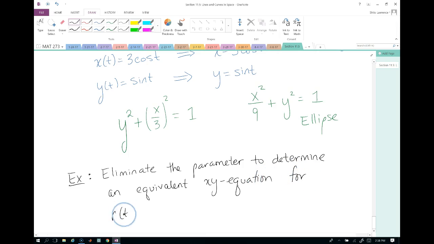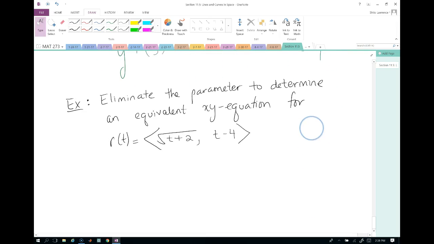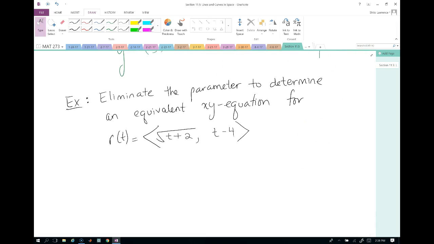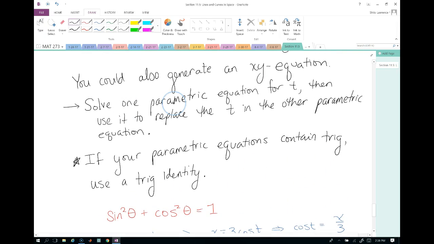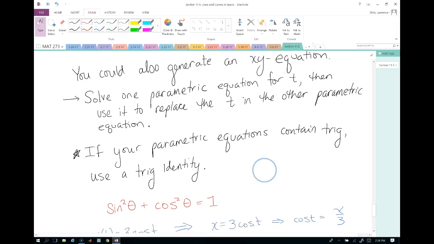For r of t equals the square root of t plus 2 and t minus 4. So no trig in this one. We can go back to just those basic instructions that say we're going to solve one of the parametric equations for t, and then we're going to use it to replace the t in the other parametric equation.